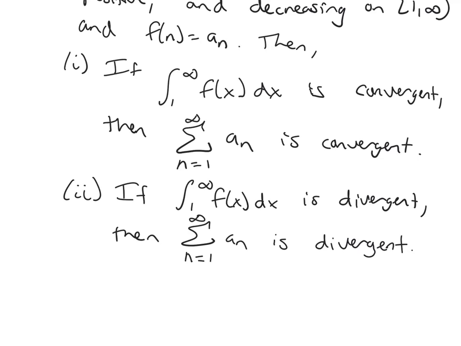So this is great. This gives us another way of checking if a series converges or diverges. I just turn it into a function, make sure that that function is positive, continuous, and decreasing, compute the improper integral, and whatever happens with the improper integral is what happens with the series. They're a pair. They have to agree with each other. Okay?